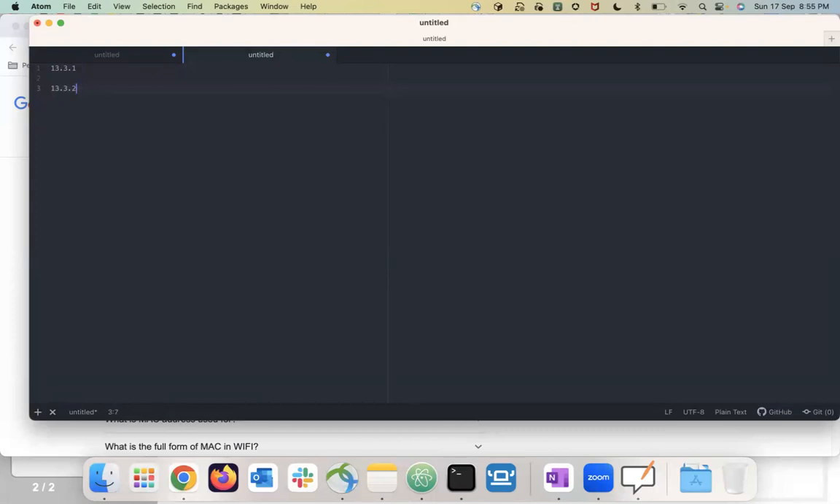After maybe 6 months, this might come like 13.3.3. Then after another 6 months, it might come like 14.1.1, where 13 becomes 14. It will repeat like that and keep increasing. That means the operating system is getting an incremented version. Why is there an increment? The reason being, each incremented version will have new features.